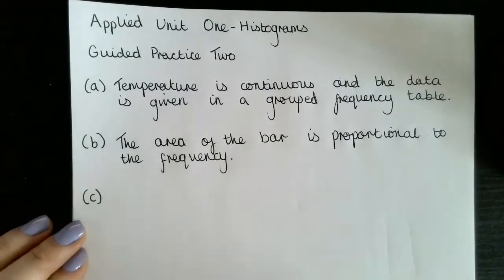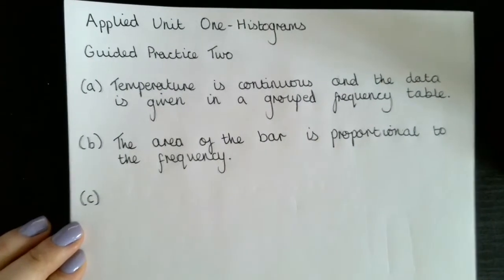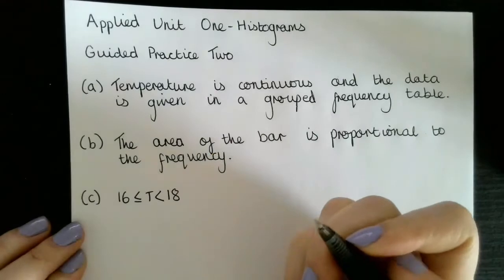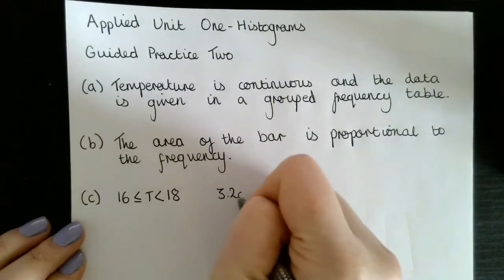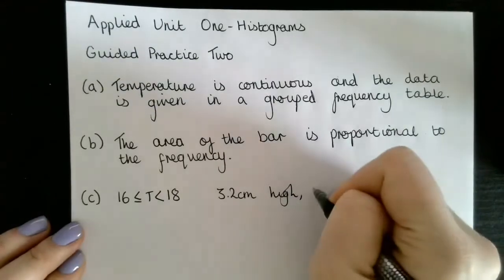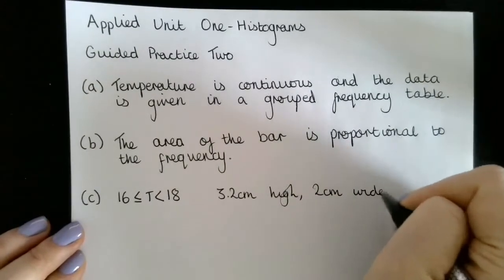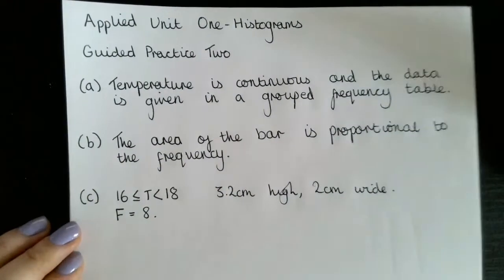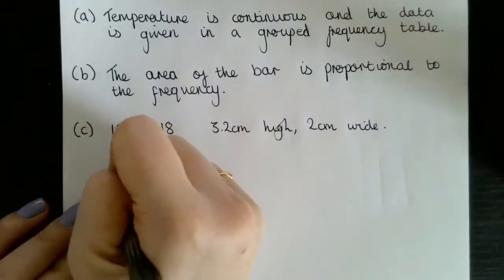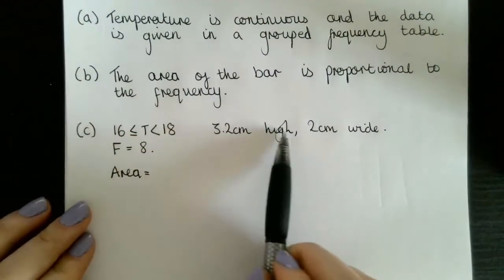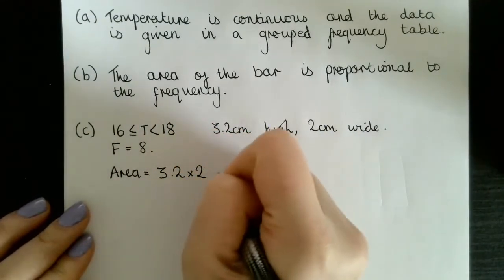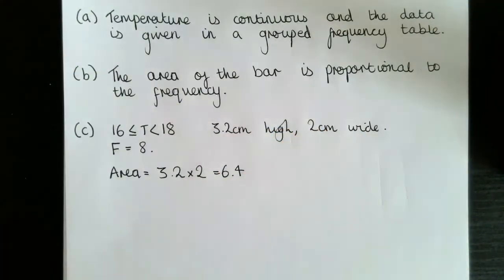So question C says, on the histogram, the rectangle representing the 16 to 18 class was 3.2 centimetres high and 2 centimetres wide, and the frequency was equal to 8. So if we actually find the area of that bar, we're going to multiply the height of the bar by the width of the bar. So 3.2 multiplied by 2, which is 6.4 centimetres squared.